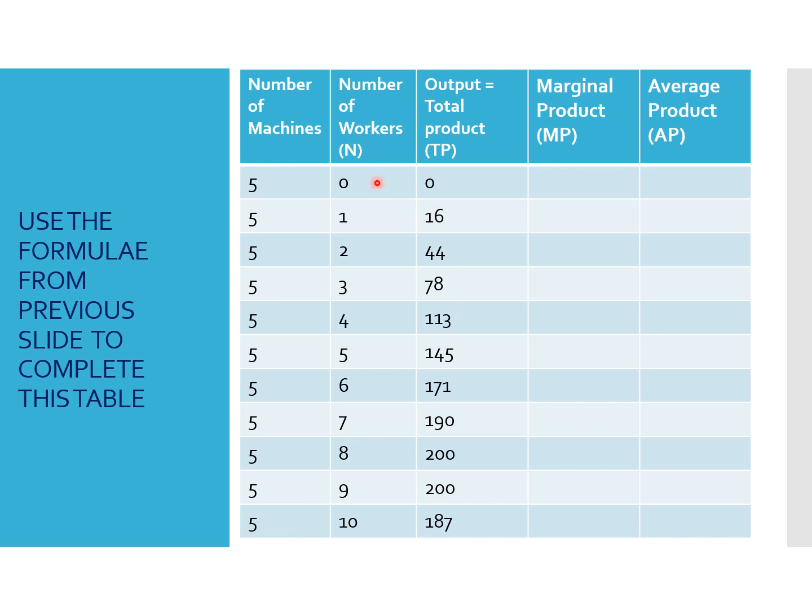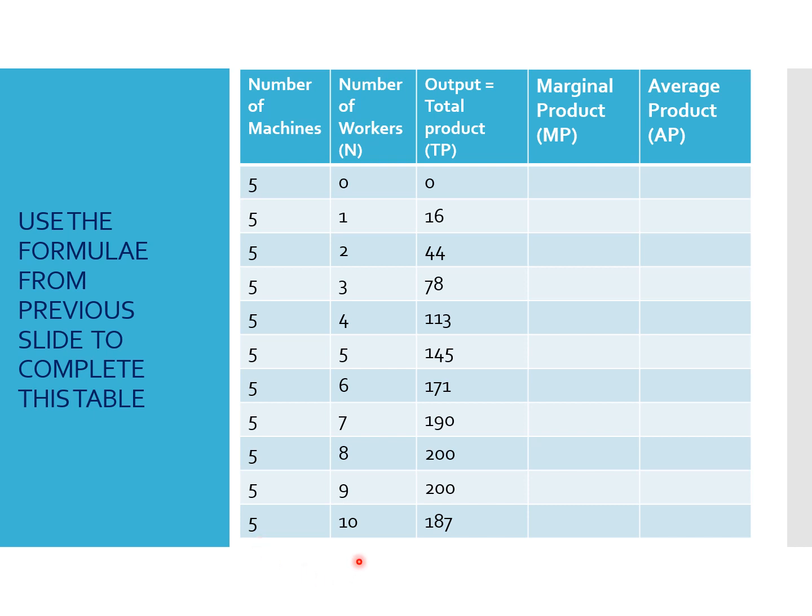We look at the number of workers and we can see that that is changing. So that is variable. Remember, short run, at least one fixed input. All the others can be variable, but there's one fixed. So our one fixed is capital, and we've got a variable, which is workers.